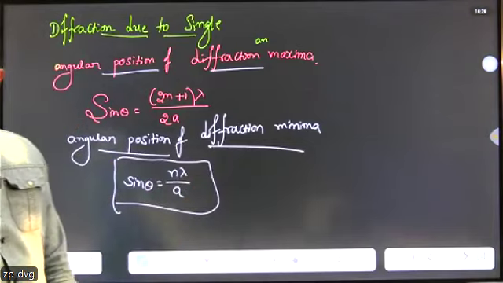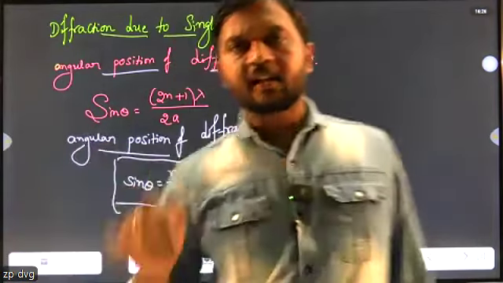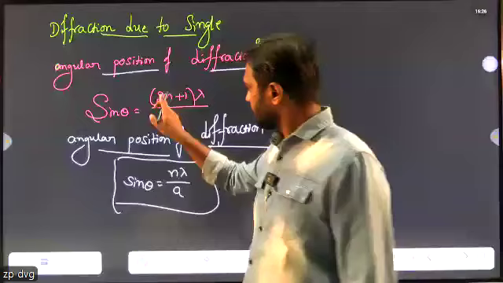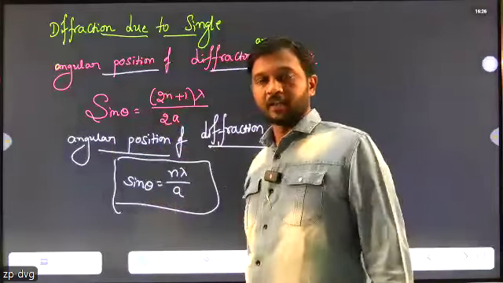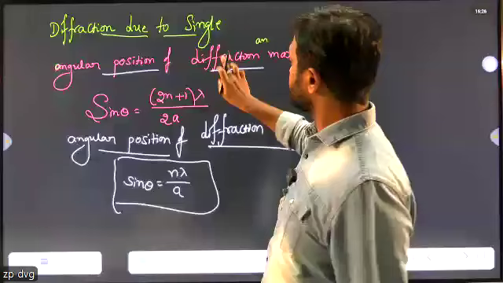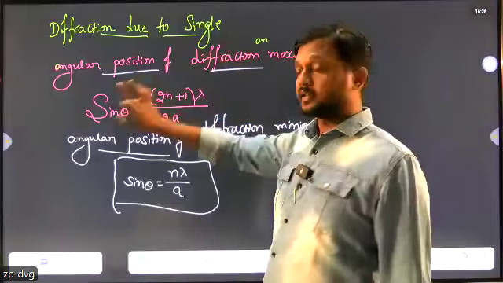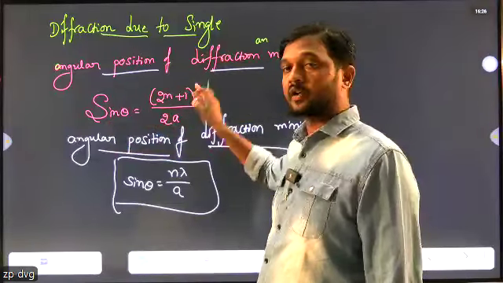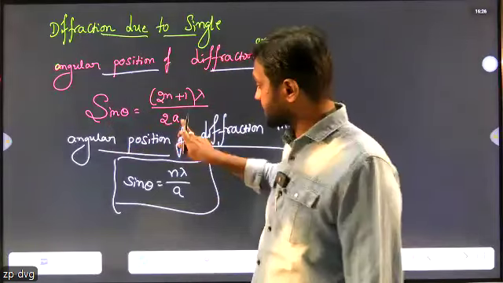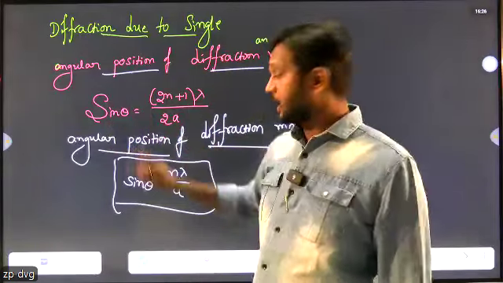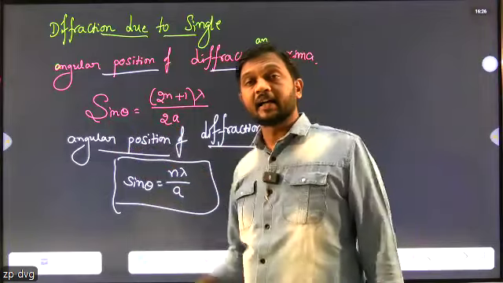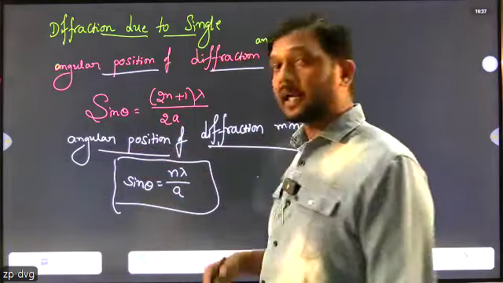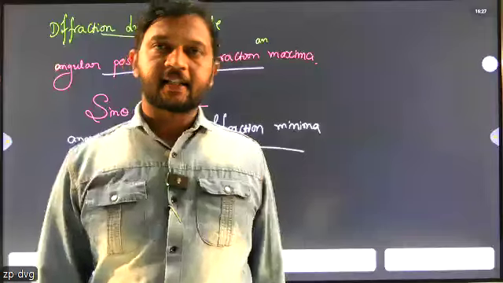So keep in mind, most of the previous year questions are based on these two formulas. So what is the angular position of diffraction maxima? That is sin theta equals (2n plus 1) lambda by 2a, where a is called the slit width. And the angular position of diffraction minima, that is sin theta equals n lambda by a. Is it clear, all of you?